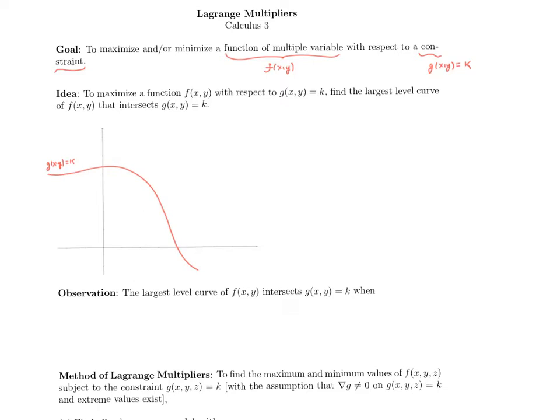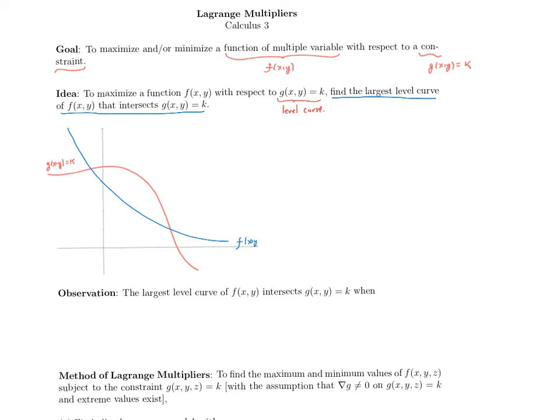We want to maximize or minimize a function, f, relative to this equation g of x,y equals k. And as a reminder from our previous discussions, when you see g of x,y equals k, this is really a level curve. So what we need to do for the function f is find the largest level curve of f that intersects g equals k. So if we think of some level curves, i.e. if we have a contour map, there's going to be a whole bunch of these contours, and I'm going to kind of randomly draw them in here.